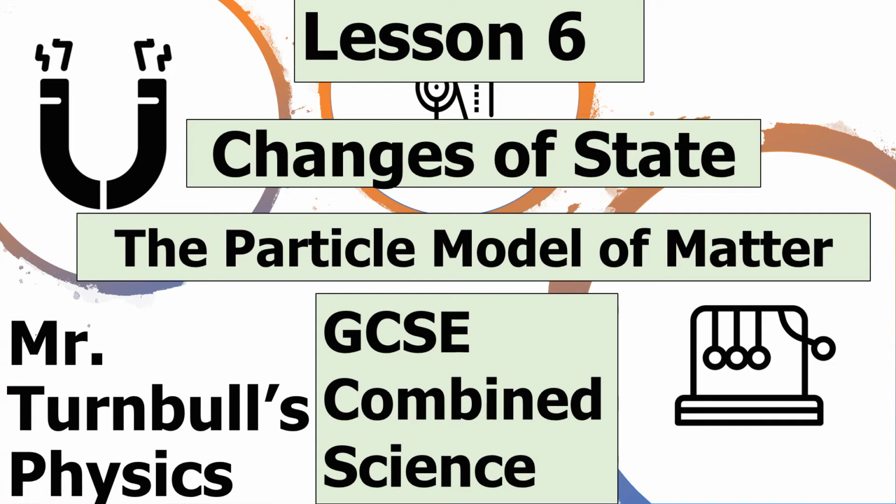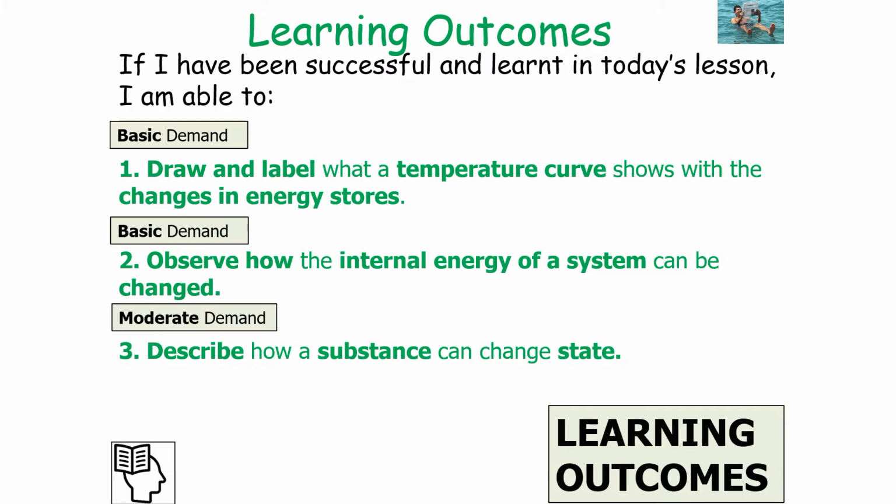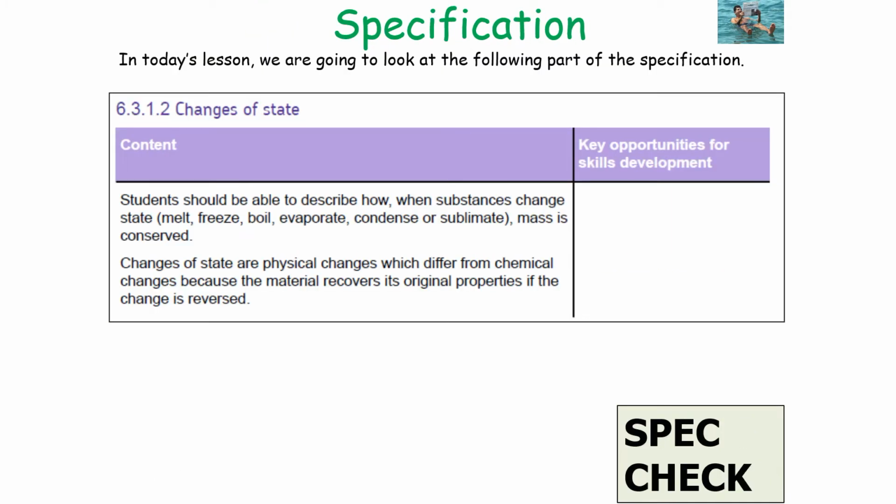Hello and welcome to today's lesson on changes of state, which is part of the particle model of matter topic in GCSE Combined Science. In today's lesson we're going to observe how we can have a change in the internal energy of a substance via changes of state. If we learn in today's lesson we should be able to describe how a substance can change state, which forms part of the GCSE Combined Science specification 6.3.1.2 changes of state in the subject of physics in the topic particle model of matter.